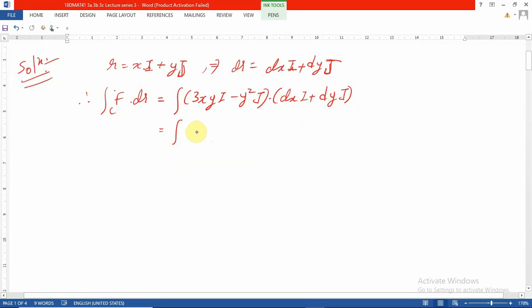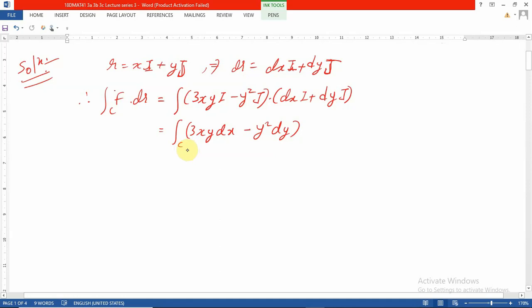What are the corresponding elements? It is 3xy dx. Then minus into plus is minus, this is y square dy. That's it friends.